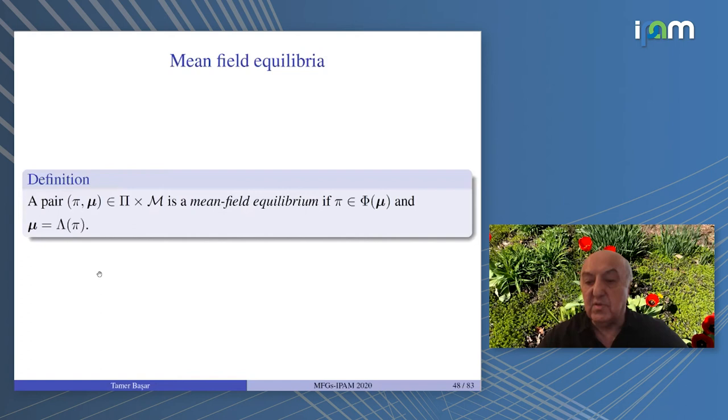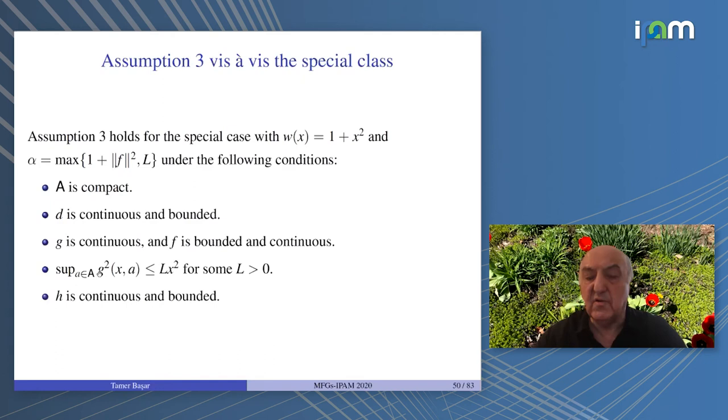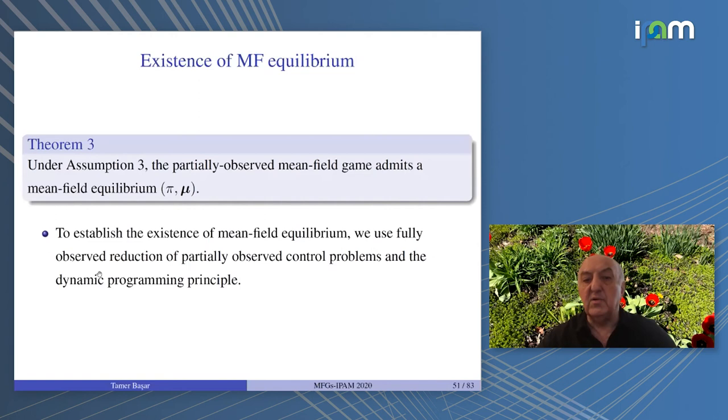So we have a number of assumptions again on this. These are just regularity assumptions, and we think they are fairly non-restrictive. And for the special case of that scalar game, those assumptions boil down to these, which are again very reasonable. And our main result again here is that under assumption three, the partially observed mean field game admits a mean field equilibrium.